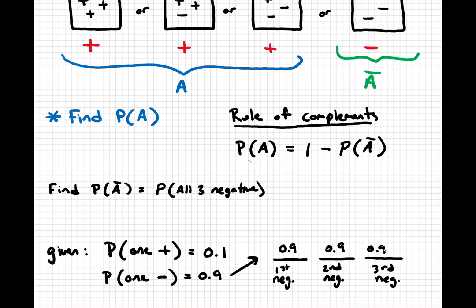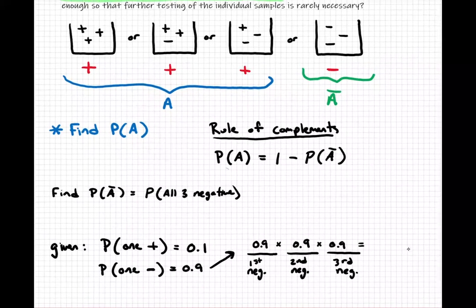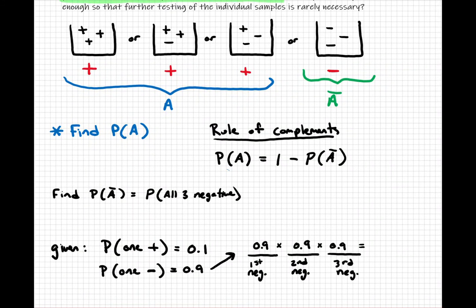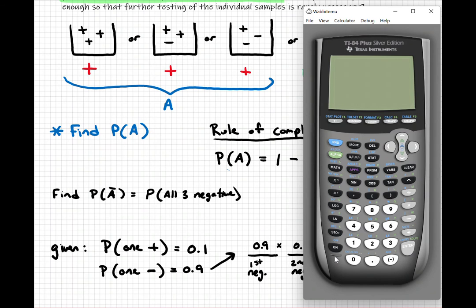And the multiplication rule says for this sequence of 3 things to happen, we look at the probability of each step and we multiply. So a single negative is 0.9, so 3 negatives in a row would be 0.9 times 0.9 times 0.9. Let me pull up the calculator for this. So we'll go 0.9 times 0.9 times 0.9, and we get 0.729.